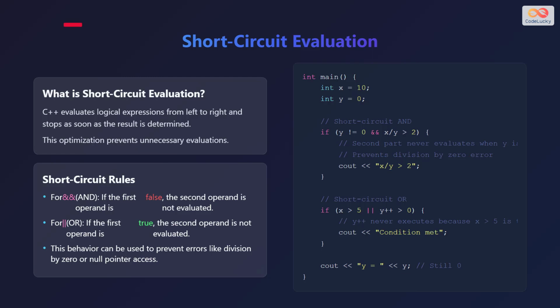In the code example, an integer variable x is assigned the value 10, and an integer variable y is assigned the value 0. If y is not equal to 0 and x divided by y is greater than 2, the second part never evaluates when y is 0, which prevents the division by 0 error. If x is greater than 5 or y++ is greater than 0, y++ never executes because x greater than 5 is true, and the value of y remains 0.